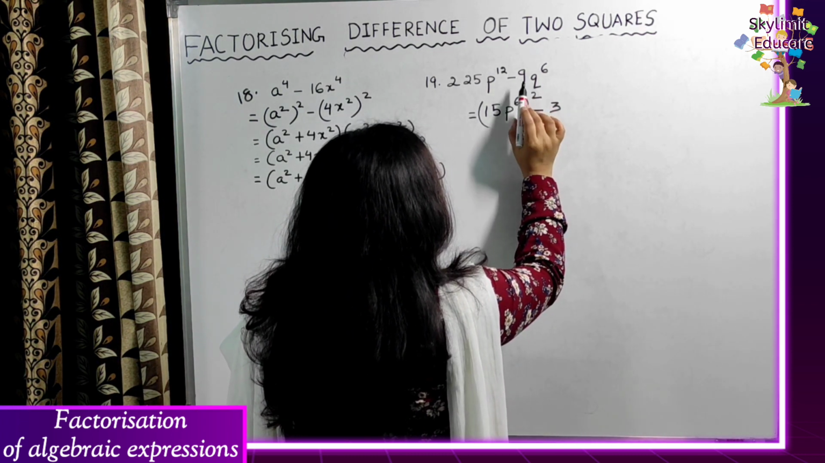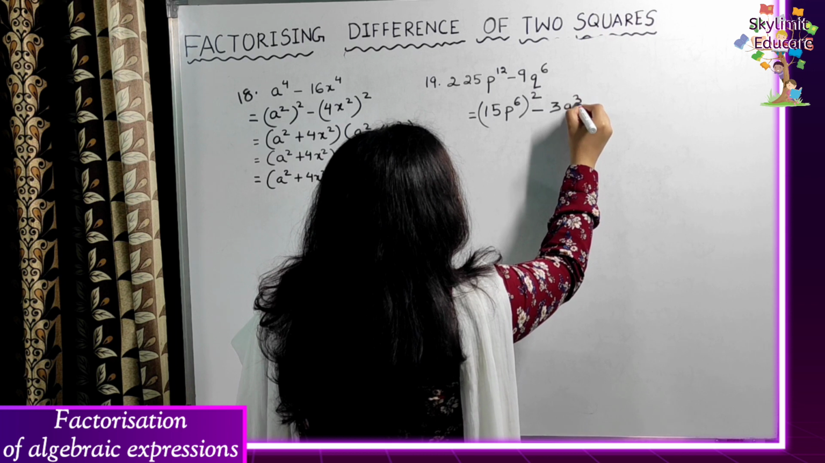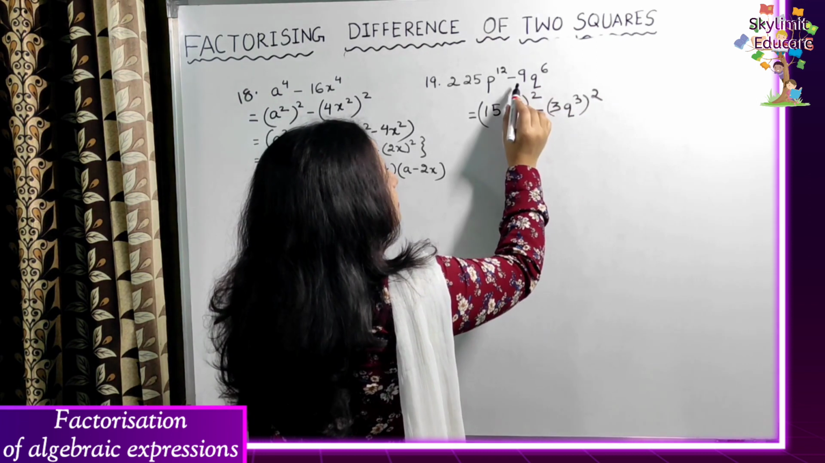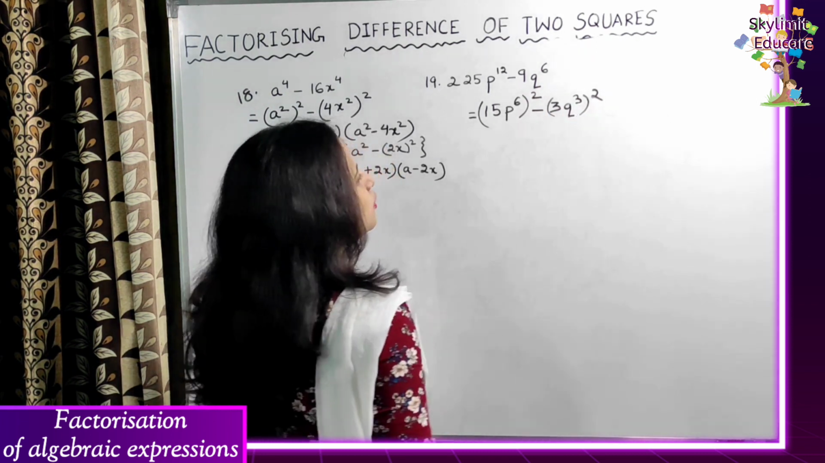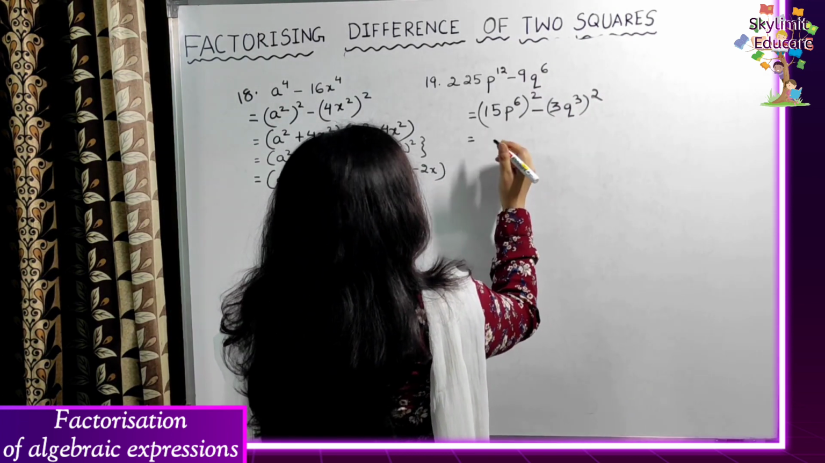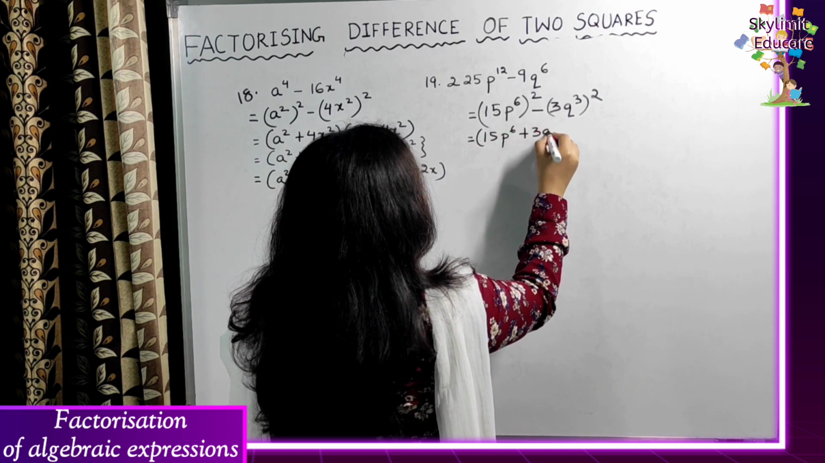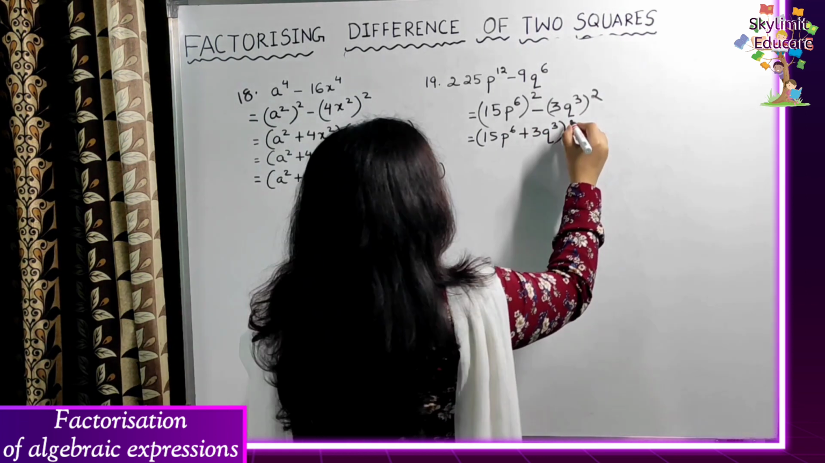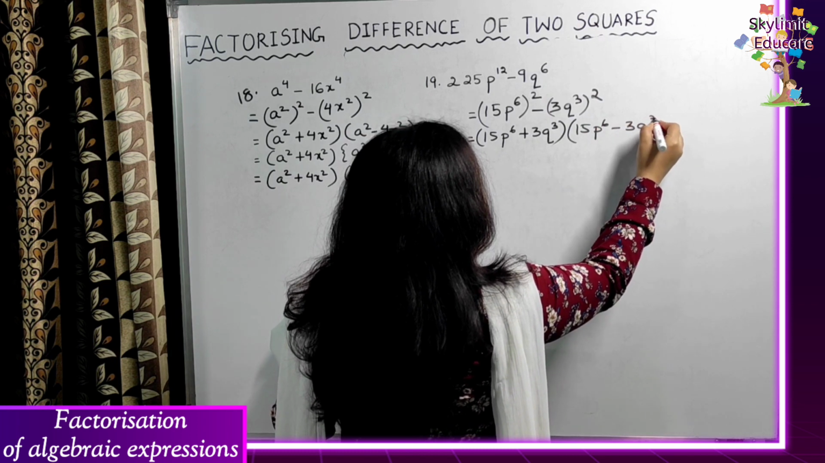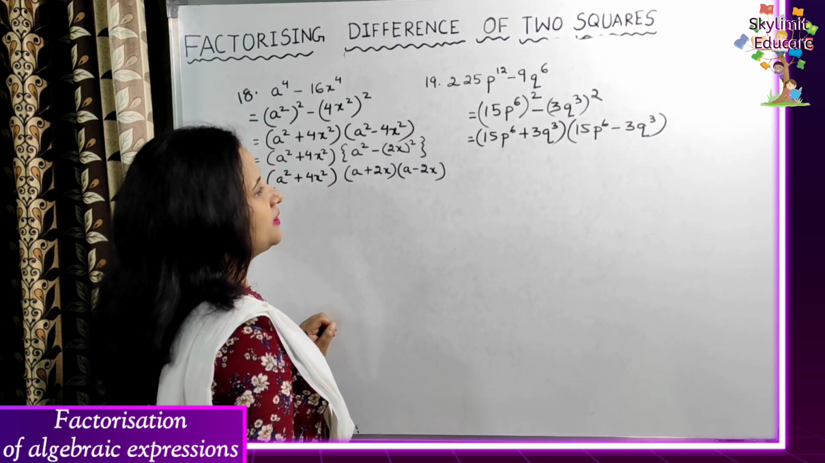9 is the square of 3 and q to the power of 6 can be written as q to the power of 3 whole to the power of 2. So obviously the square of 3 is 9, the square of q to the power of 3 or q cube is q to the power of 6. Okay. So now this is a and this is b. So a plus b. Okay. And this is a minus b. Yes. Now can we factorize it further? Yes, we can factorize it further.